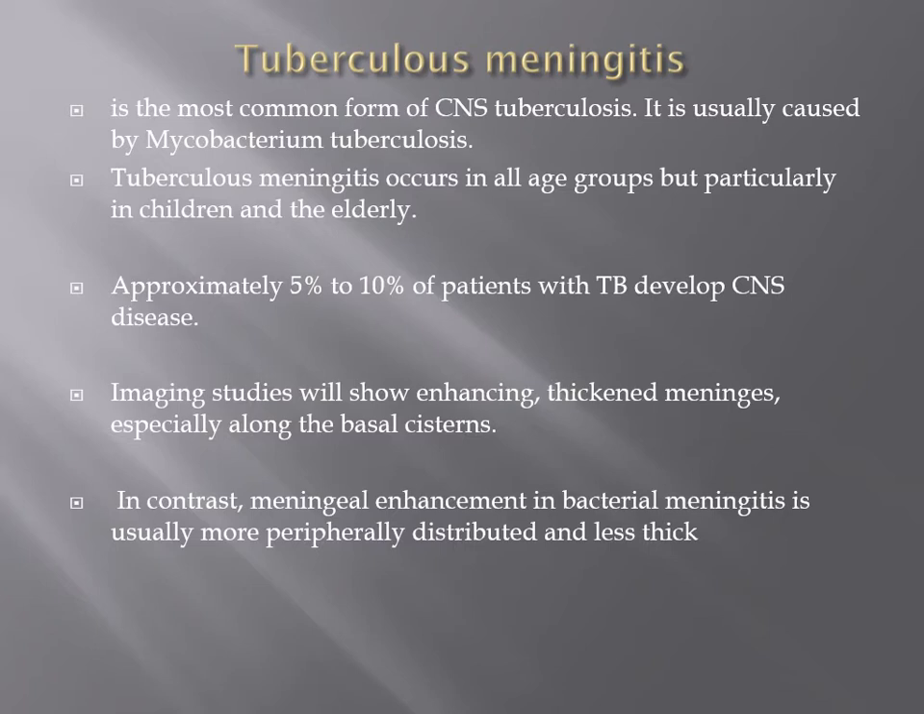Tuberculous meningitis is the most common form of central nervous system tuberculosis. It is usually caused by Mycobacterium tuberculosis. Tuberculous meningitis occurs in all age groups, but particularly in children and the elderly. Approximately 5 to 10% of patients with TB develop central nervous system disease. Imaging studies will show enhancing thickened meninges, especially along the basal cisterns. In contrast, meningeal enhancement in bacterial meningitis is usually more peripherally distributed and less thick.